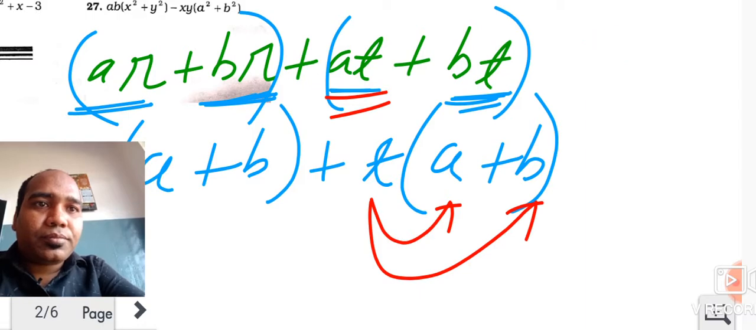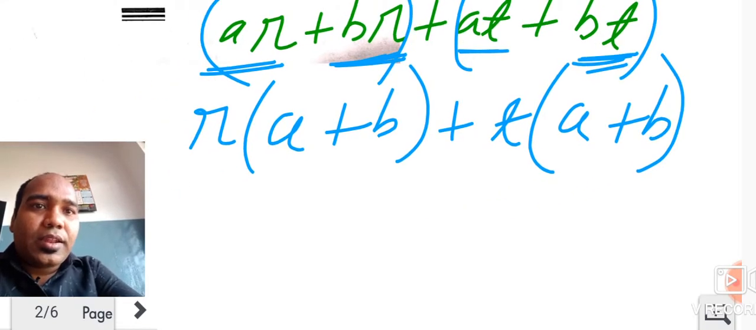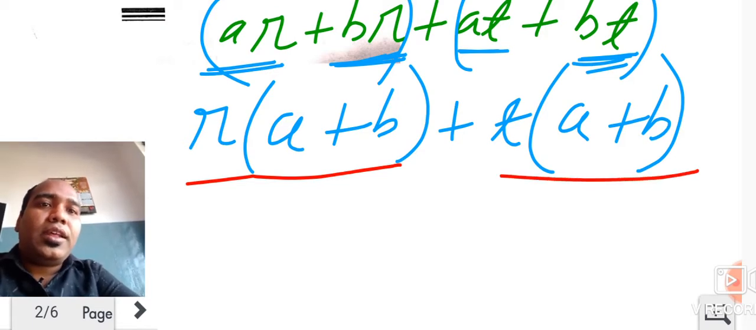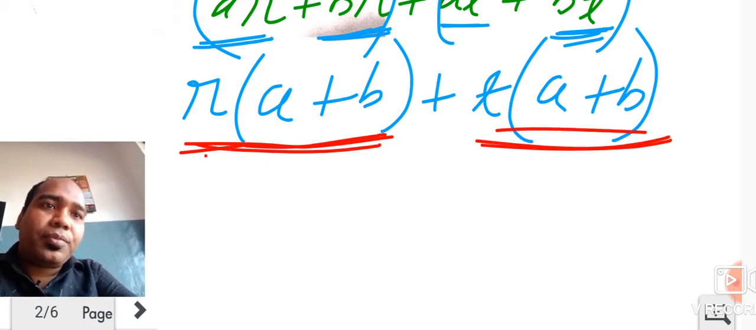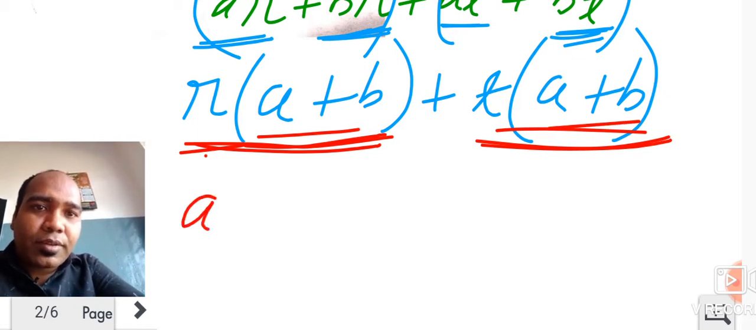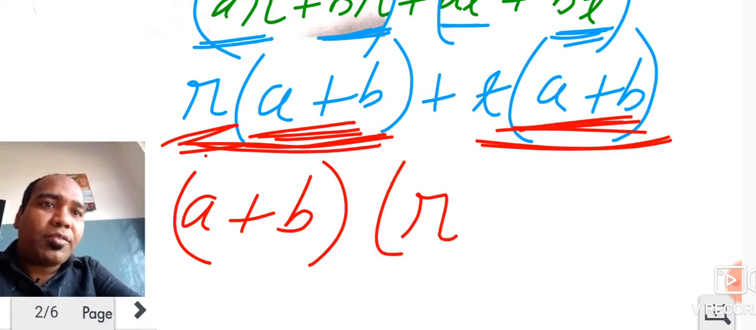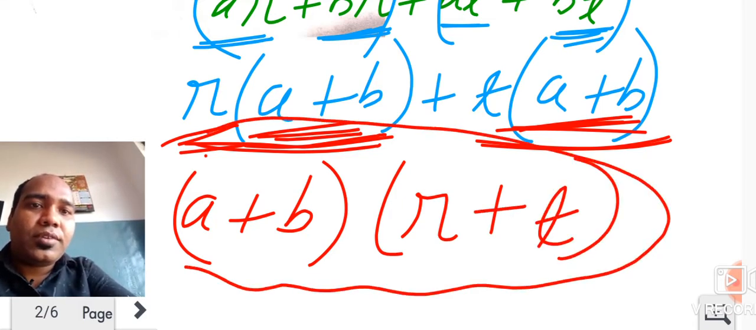So now you can see, these two terms we have got: R into (A plus B) and T into (A plus B). Now one thing, can you see in this term and this term, what we are getting? A plus B in both terms. Now can we take A plus B common? Yes, of course we can. Here A plus B is multiplied with R, so we take R here. Here A plus B is multiplied with T, so we take plus T. Okay, so this is our factorization: (A plus B) into (R plus T).